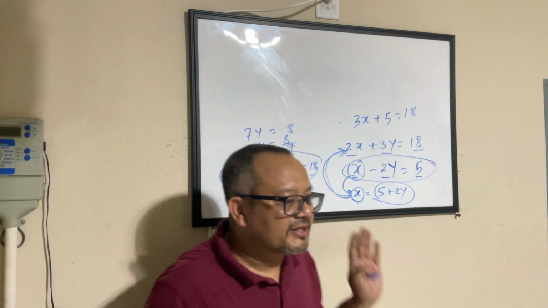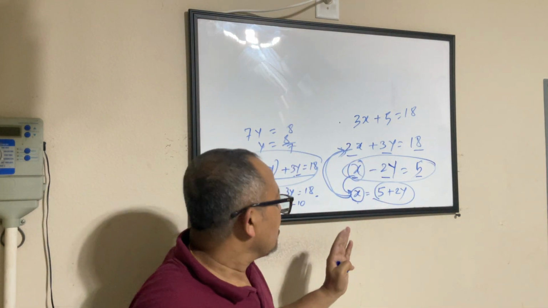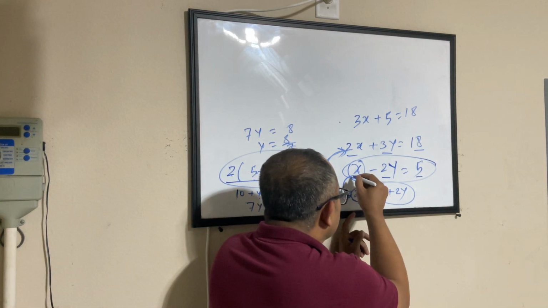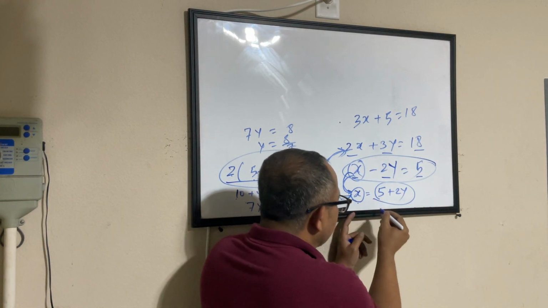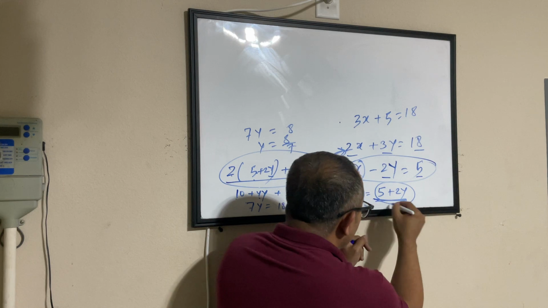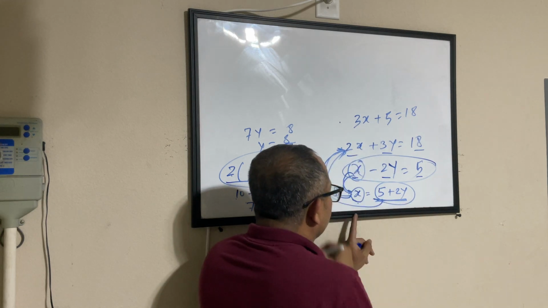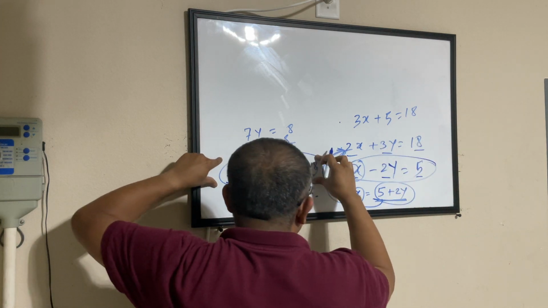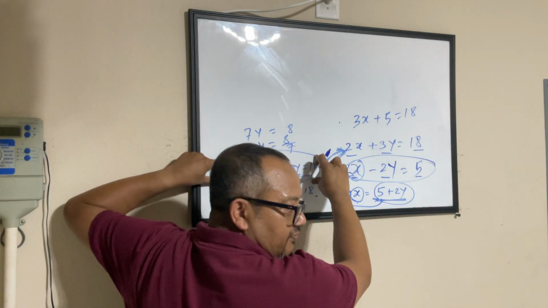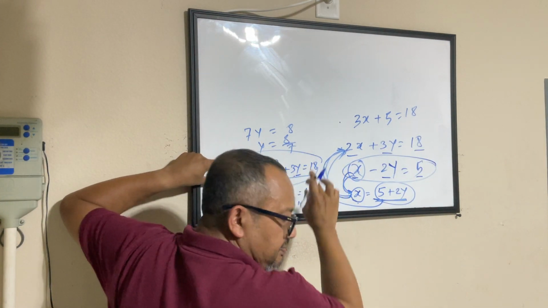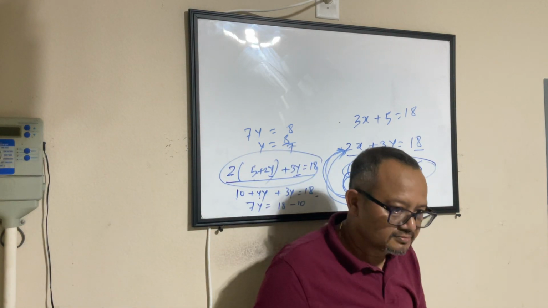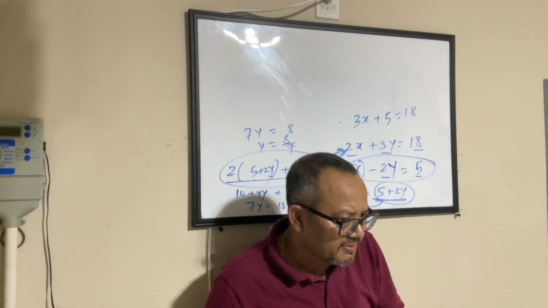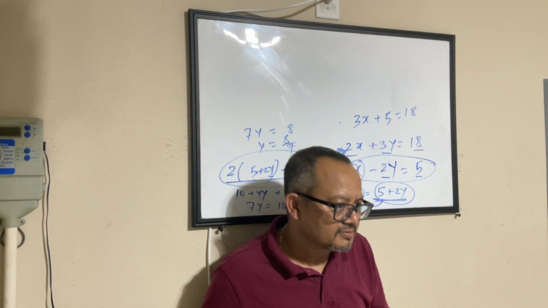So what this method did for us was take the value of one variable in the form of the other variable and substitute it in the first equation, so that this equation became an equation with one variable, so that you can find out the value of one of the variables. Yeah?